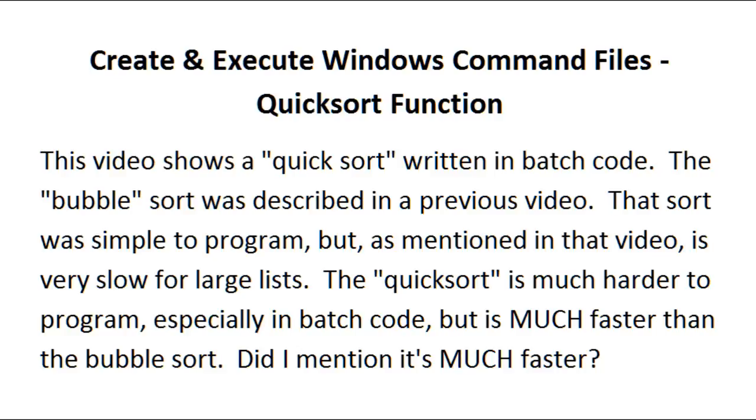The bubble sort was described in a previous video. That sort was simple to program, but as mentioned in that video, is very slow for large lists. The quicksort is much harder to program, especially in batch code, but is much faster than the bubble sort. Did I mention it's much faster?